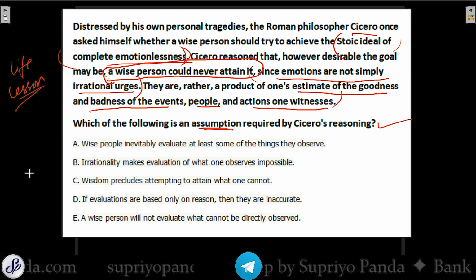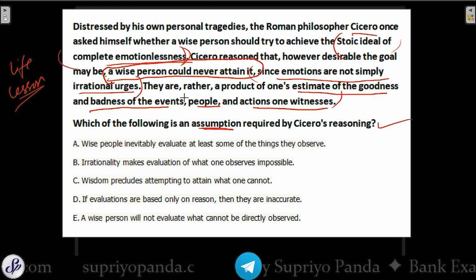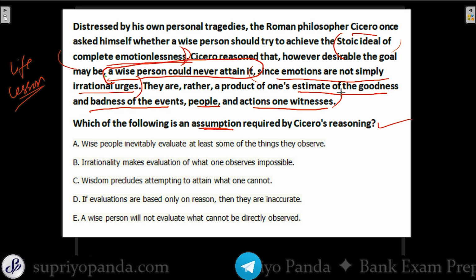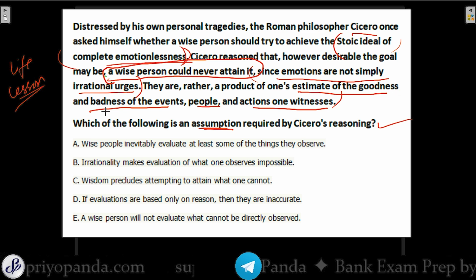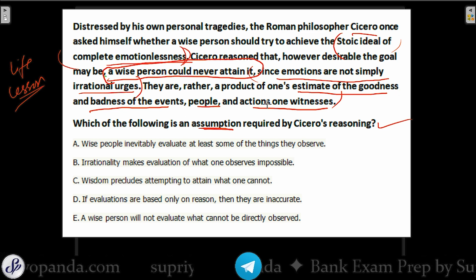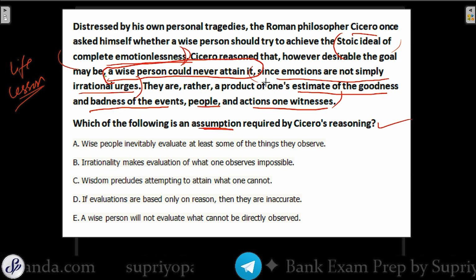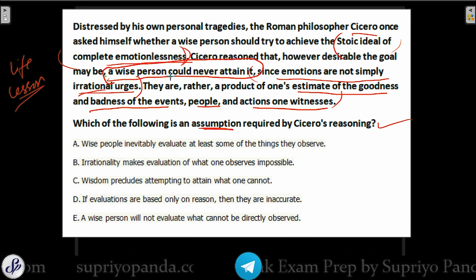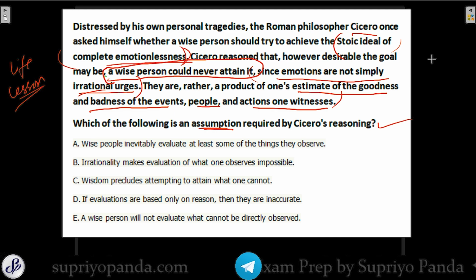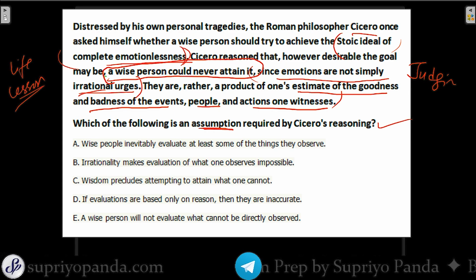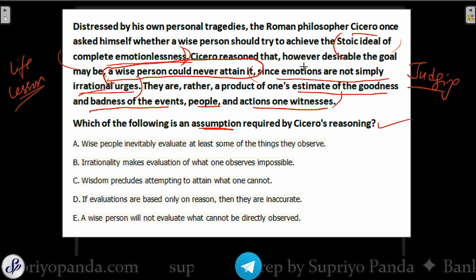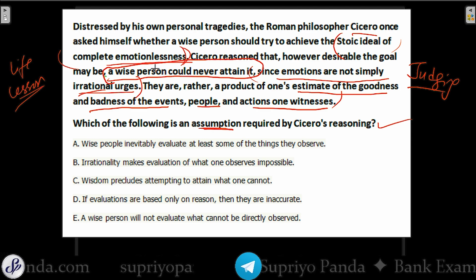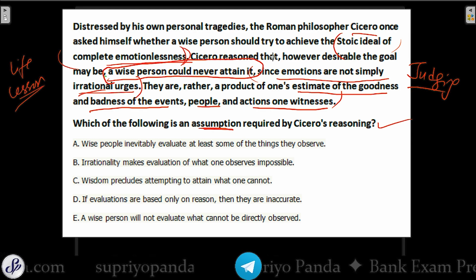So let us now find out what is going to happen here. First understand that the wise person can do all this, that is, estimate the goodness and badness of events, people and actions. Because emotion is not irrational, the wise person will always be judging. So the wise person is judging, and that is why complete detaching from all emotions is not possible for the wise person. So that is the essential argument here.